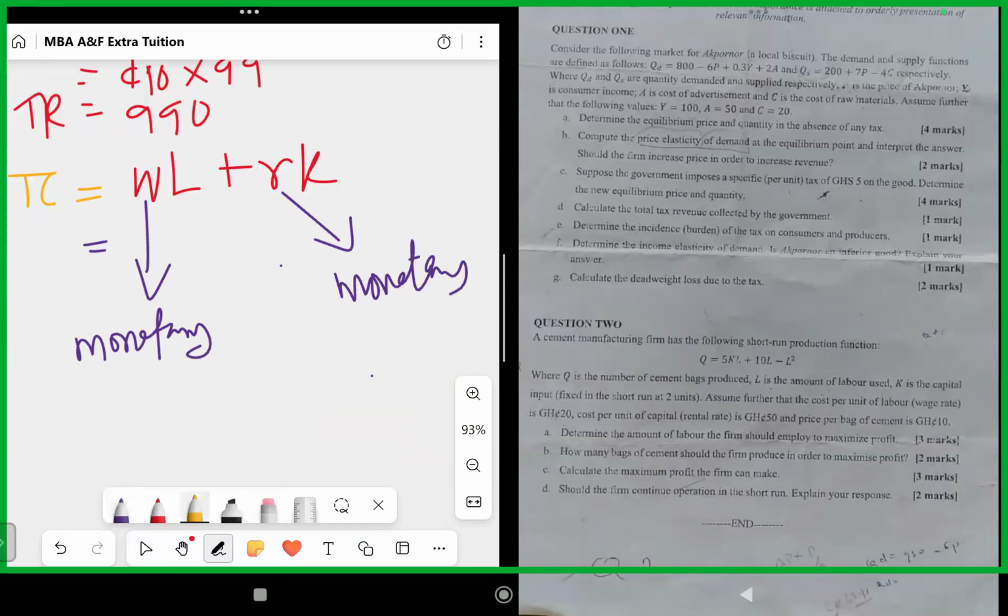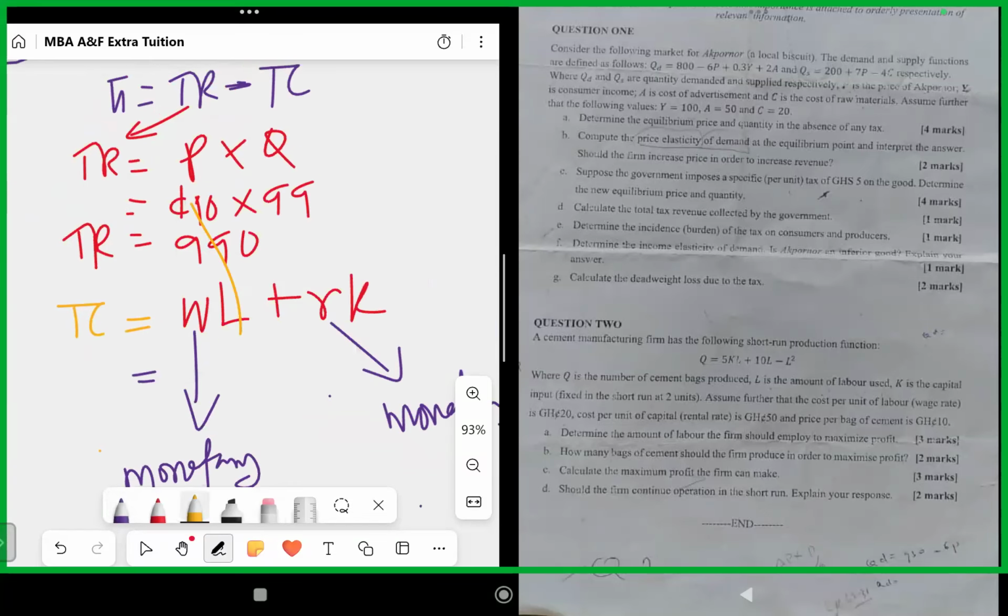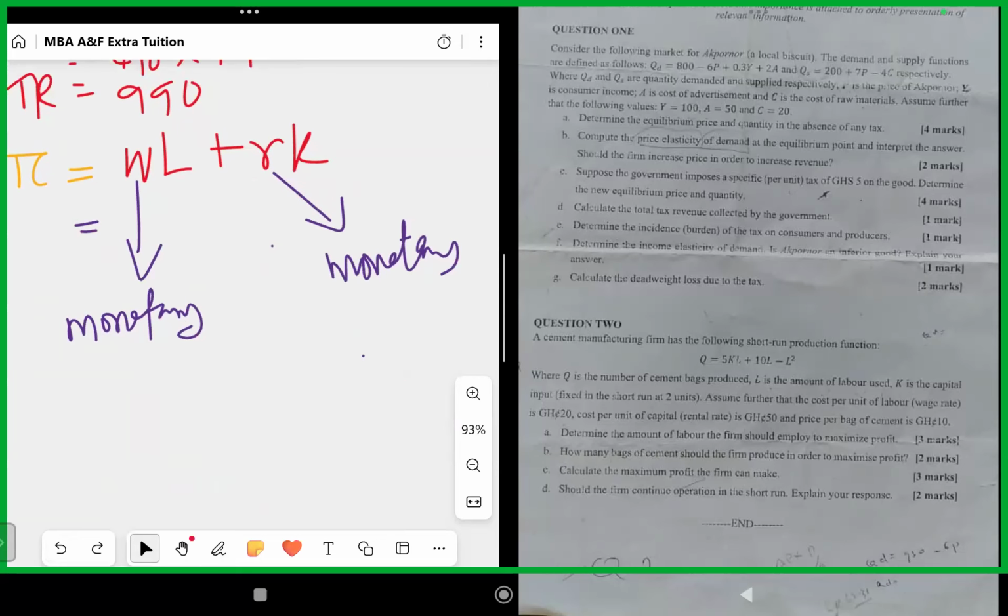Then we go with L. The labor is in units. So the labor here is in units. The same applies to capital, it's in units. So basically what I'm trying to say is that these two are variable costs. So the fixed cost is plus zero.